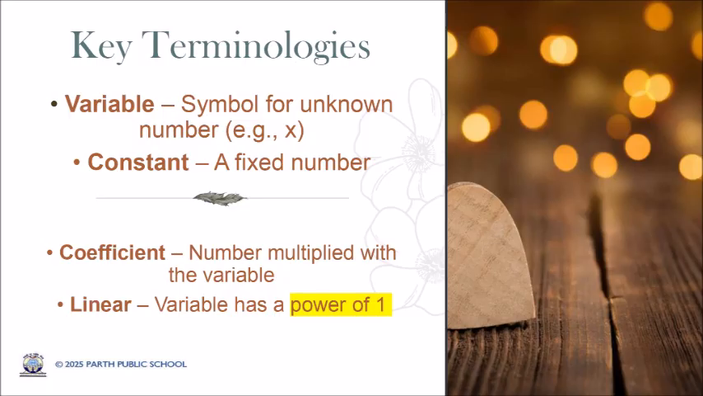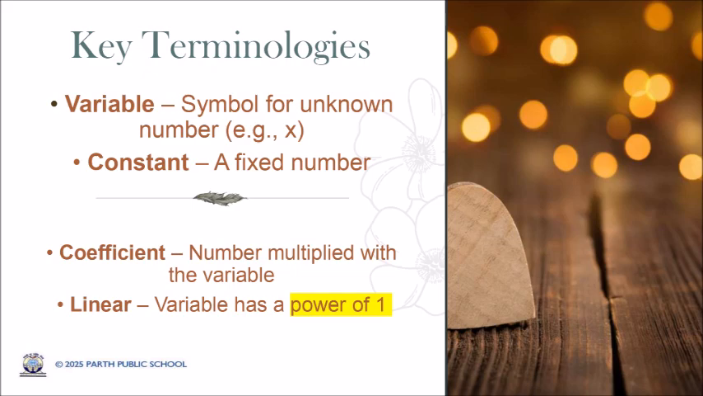A variable is just a symbol for any unknown number. Most of the time we use x. It's like a box with a secret number inside, and our job is to find out what that number is. Now, what is a constant? A constant is a fixed number, something that doesn't change.